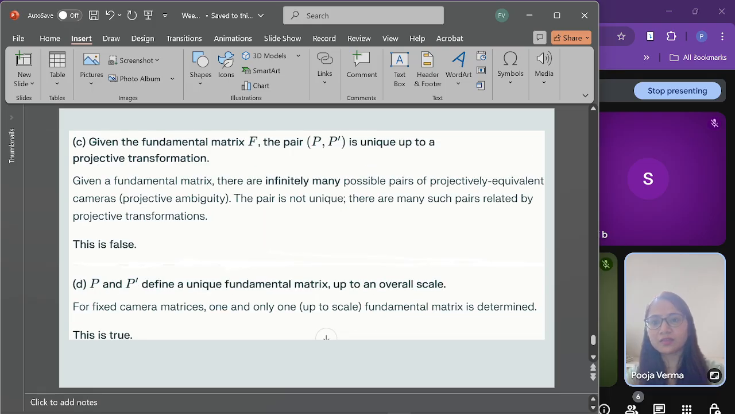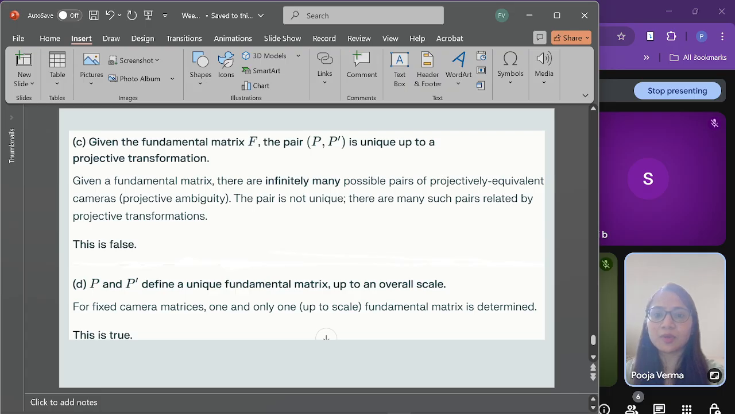And the next one: given the fundamental matrix F, the pair P and P dash is unique up to a projective transformation. In a given fundamental matrix, there are infinitely many possible pairs of projectively equivalent cameras. The pair is not unique. There are many such pairs related by a projective transformation. So this is also a false one.